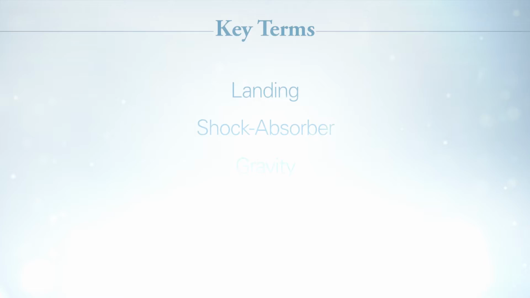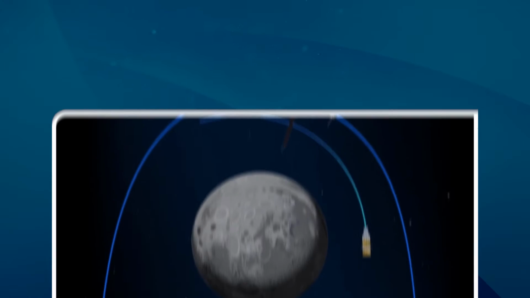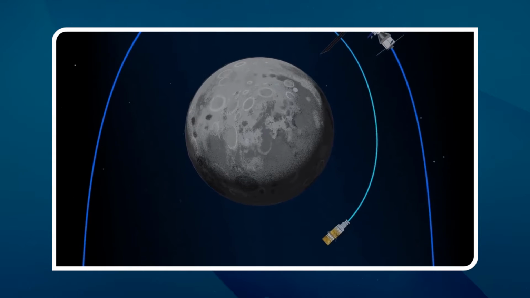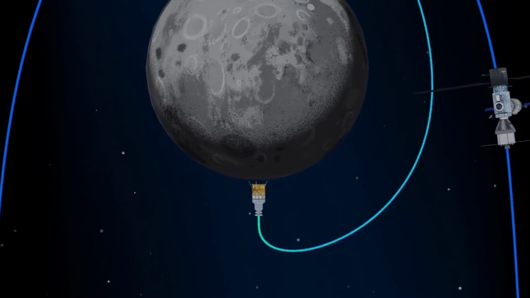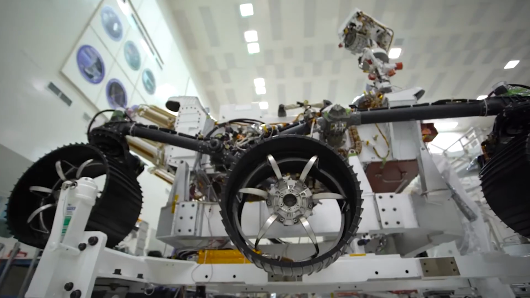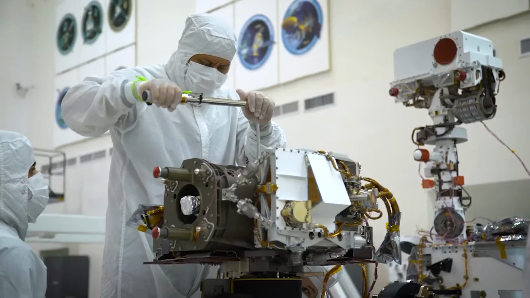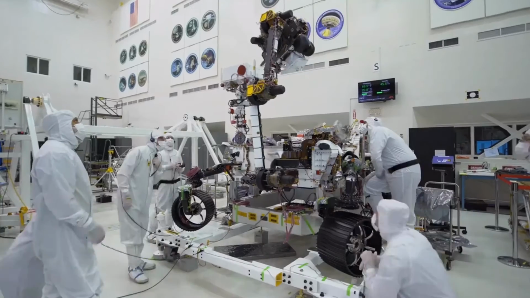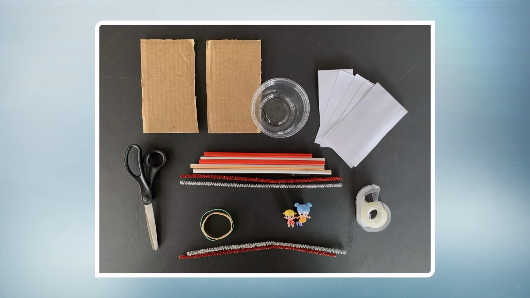In this activity, students will use what they know and can also do research about gravity, motion, and forces to design and build a shock-absorbing system that protects 2 astronauts upon landing. In the same way that engineers had to develop solutions for different landing types of vehicles on the Moon and Mars, students will follow the engineering design process to design and build a shock-absorbing model with simple materials.